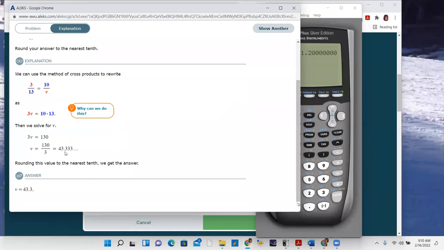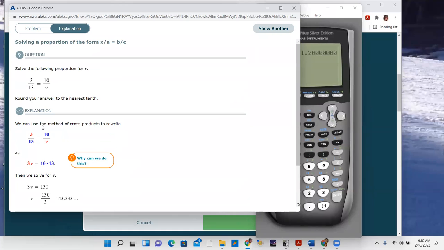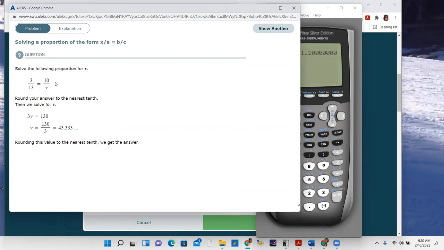Okay. It's interesting how they leave all of this information on the problem page. But hey, that's helpful, right?